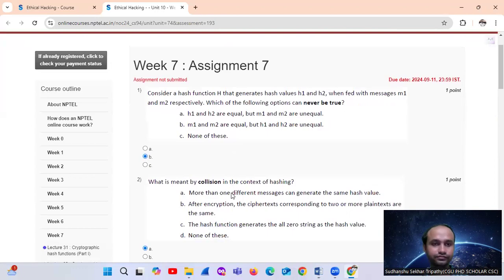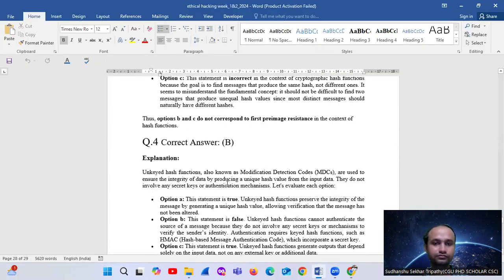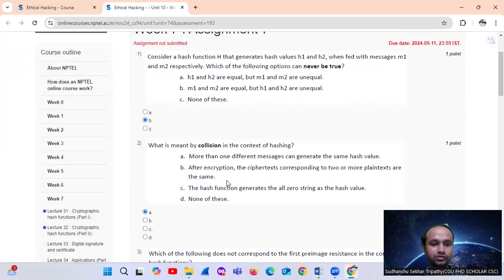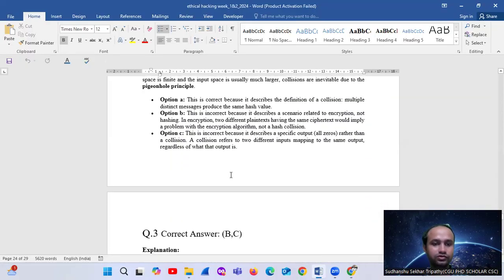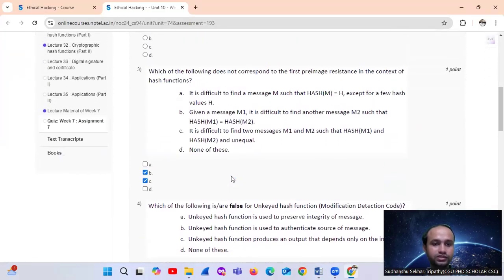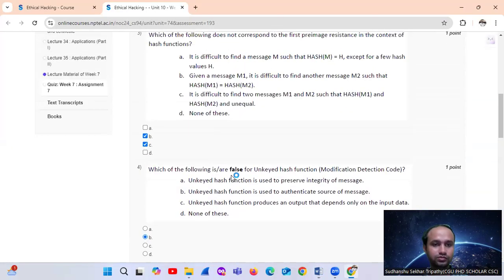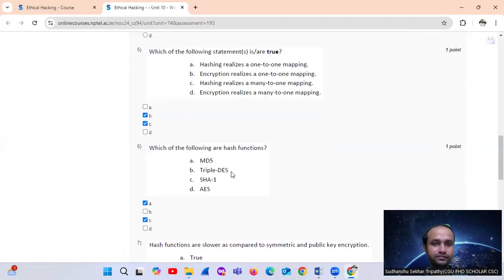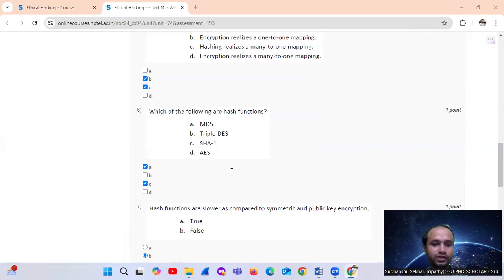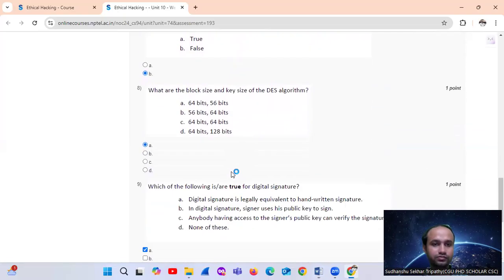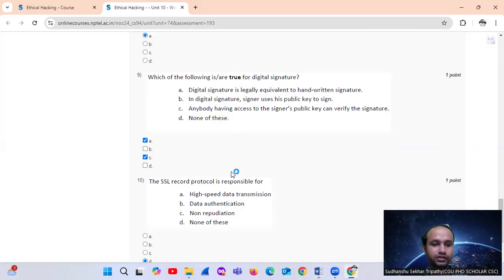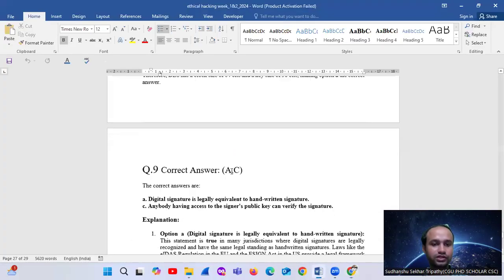So let's match the answers once. Question number 1, B, yes. Question number 2, A, yes. Question number 3, B C, yes. Question number 4, B, yes. Question number 5, B C, yes. Question number 6, A C, yes. Question number 7, B. Question number 8, A. Question number 9, A C. Question number 10, that is D.